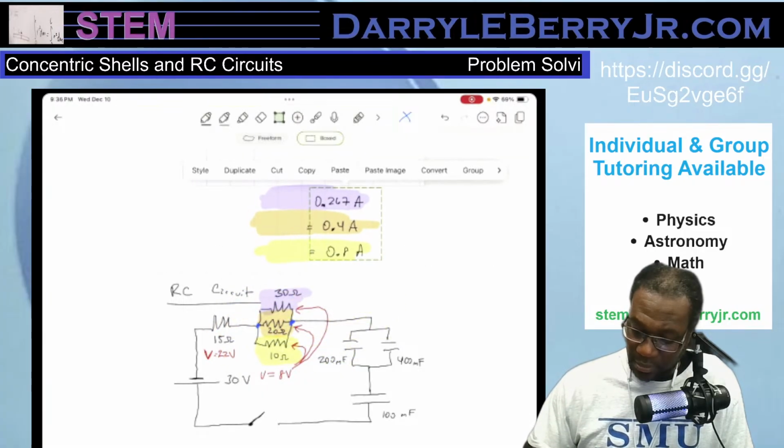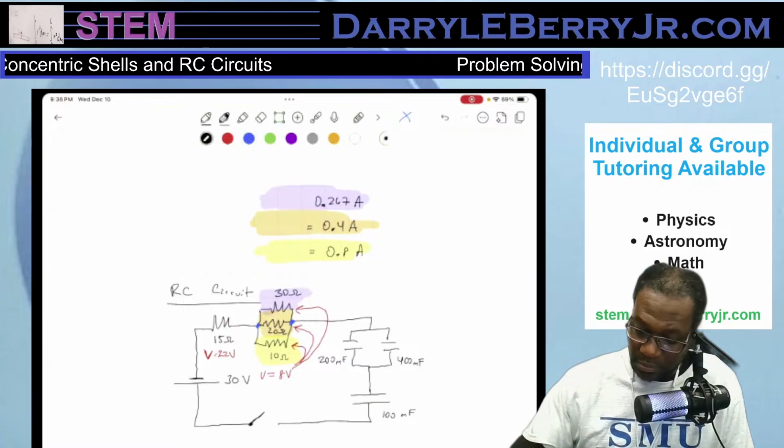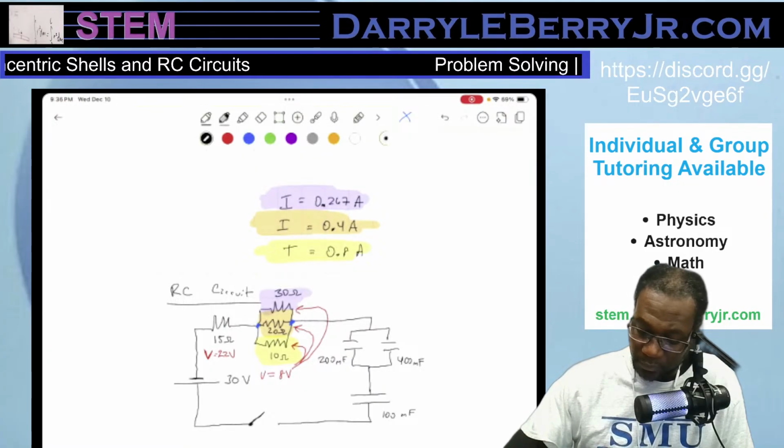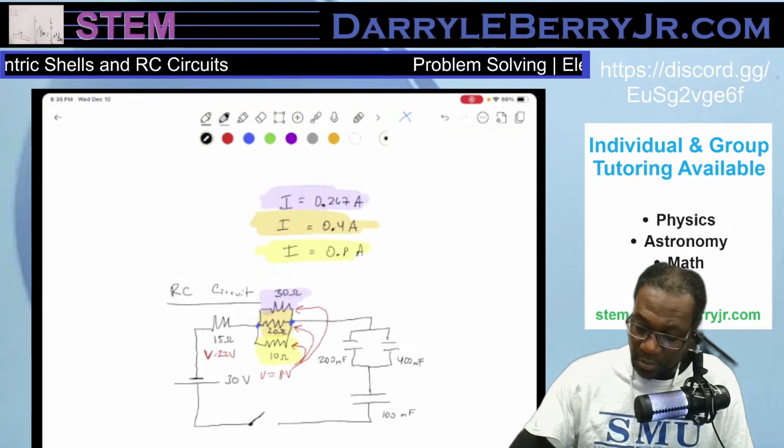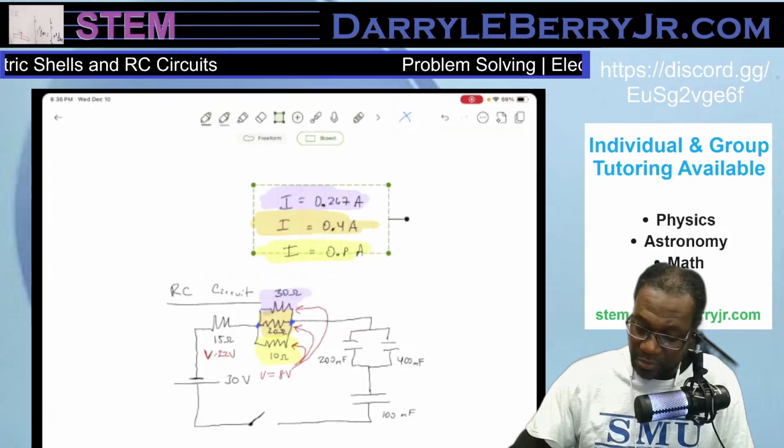Well, those are the currents going through each of those resistors. And as you can see, they add up to the 1.5 that's going through the entire circuit.